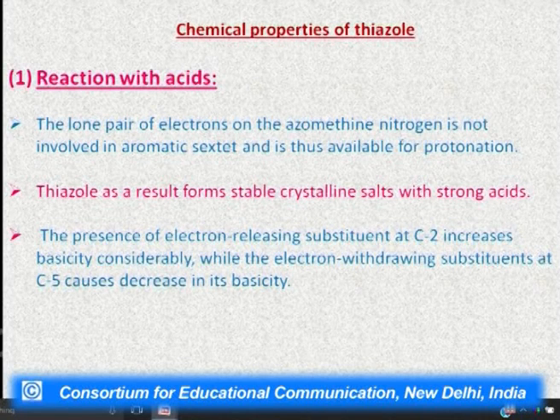Then comes the chemical properties of the thiazole. Thiazole, since it is a base, can also react with acid to form the salt. In reaction with acids, the lone pair of electrons on the azomethine nitrogen is not involved in the aromatic sextet and is thus available for protonation. Thiazole as a result forms stable crystalline salts with strong acids.